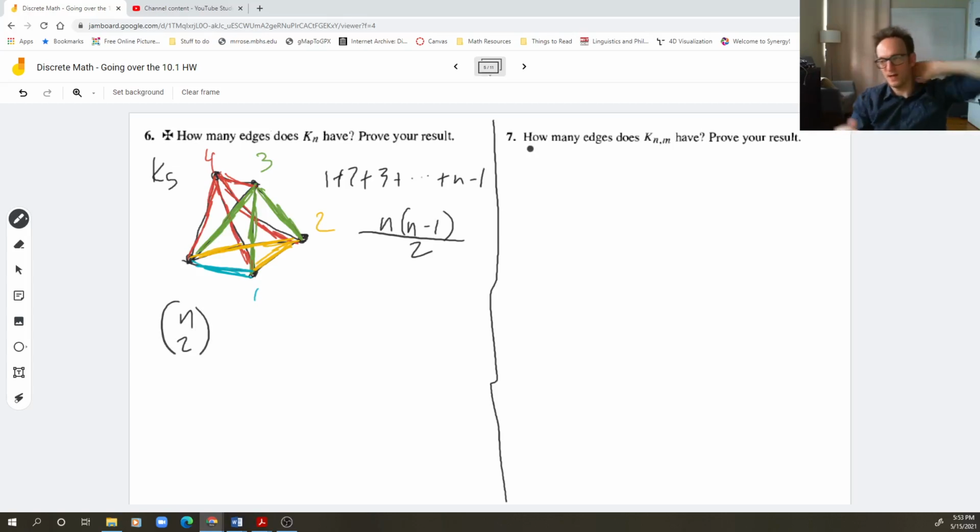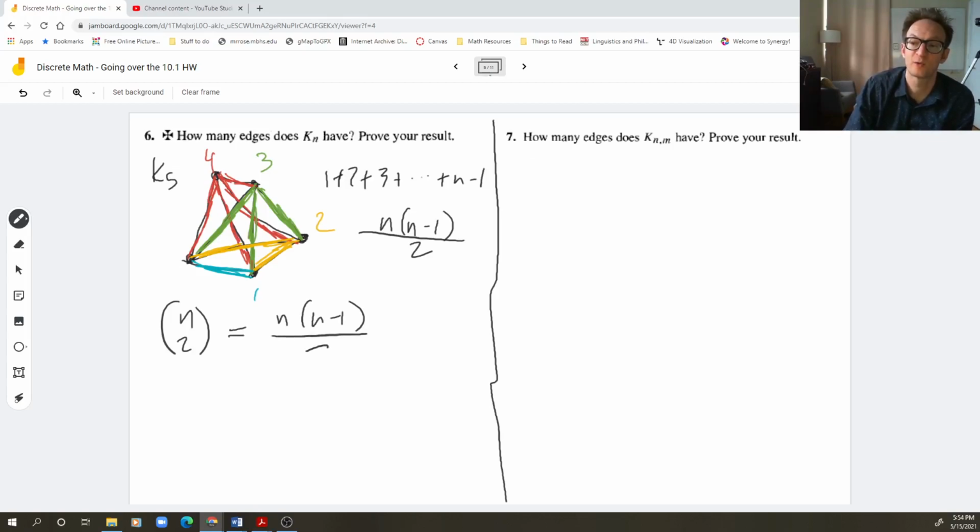I did this in class 2 weeks ago, but I'll just say it again. N choose 2 counts the number of ways from among a set of n objects of choosing 2 of them. Well, there are n choose 2 ways of choosing 2 vertices from a set of n vertices, and for every pair of vertices there is an edge between them. Thus there are n choose 2 edges. Of course, n choose 2 is just n times n minus 1 over 2. So that's a nice happy fact there, right?